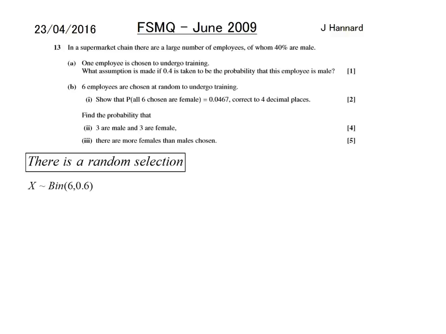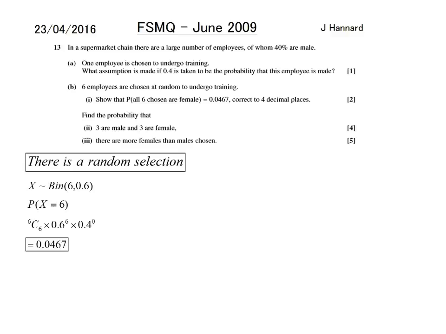6 employees are chosen at random to undergo training. Show that the probability that all 6 chosen are female is 0.0467, correct to 4 decimal places. So X can be binomially distributed as B(6, 0.6), because if it's 0.4 for male, it must be 0.6 for female. P(X = 6) is 6C6 times 0.6 to the 6 times the failure probability to the rest. If you type that in on your calculator, you will get what the examiner wants you to get.